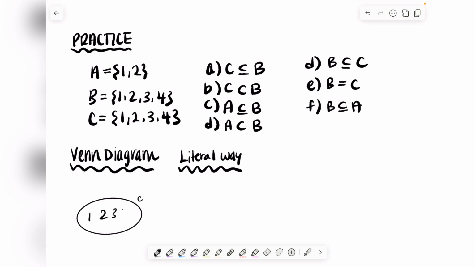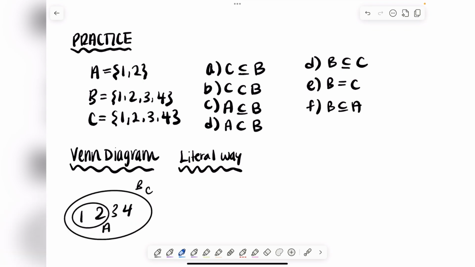So 1, 2, 3, 4. Set B happens to also have 1, 2, 3, 4, meaning that they're the same set. So this is also set B. And then set A happens to only contain 1, 2. So we can see that this circle in space that contains only 1 and 2 is set A. So this is our Venn diagram. We're going to use this Venn diagram and the fact that we can think about these symbols as less than or equal to or just less than to answer these questions.